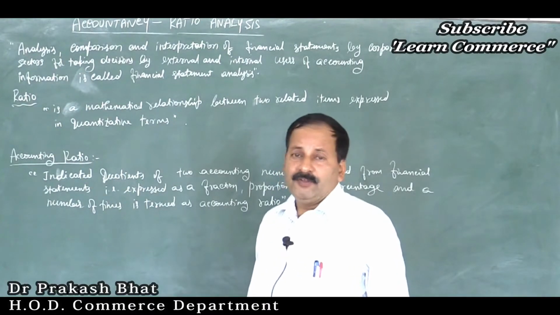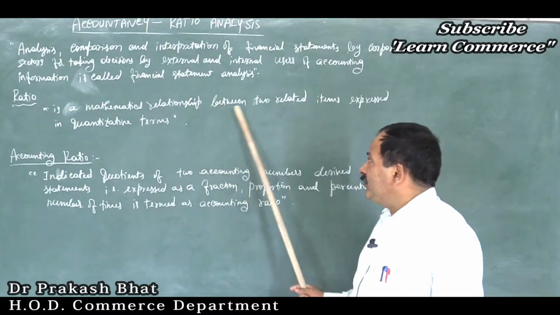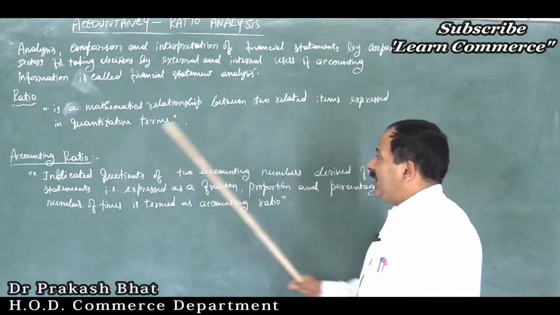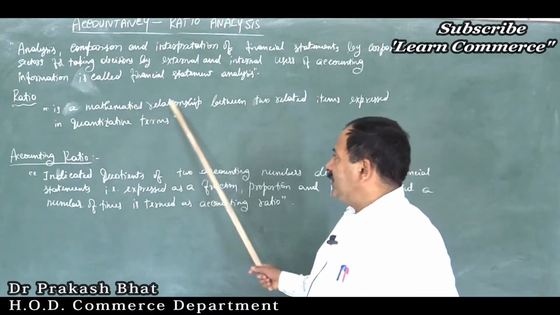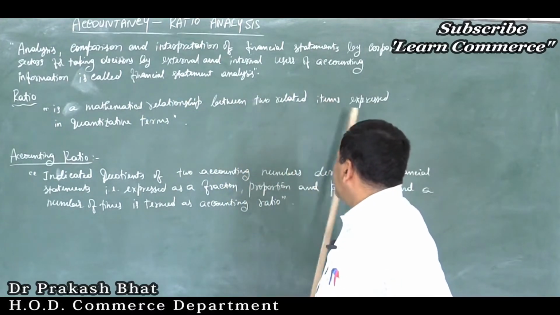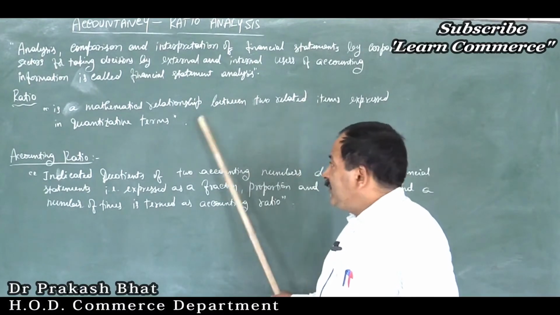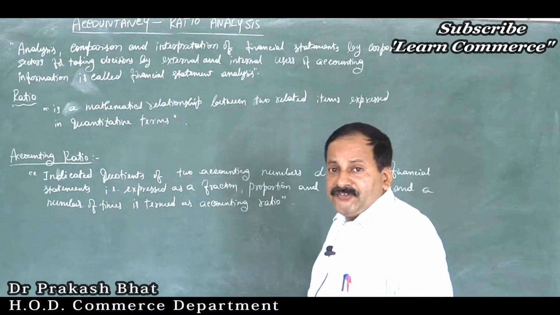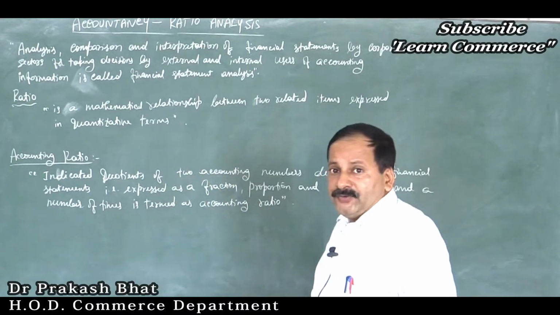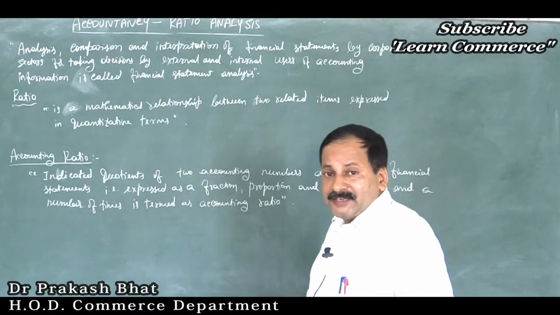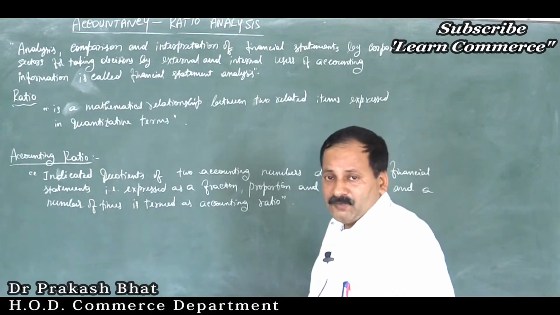Now when we take up ratio analysis or accounting ratios, we should know the meaning of ratio. What is a ratio? A ratio is a mathematical relationship between two related items expressed in quantitative terms. The items must be related to each other. Debt and equity, debt equity ratio we can calculate. Current assets to current liabilities, current ratio. Quick assets to current liabilities, isn't it? Again, quick ratio or acid test ratio, that we will come to know later. We'll take up one by one.